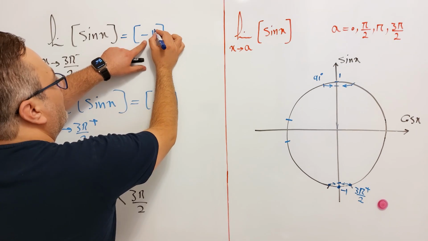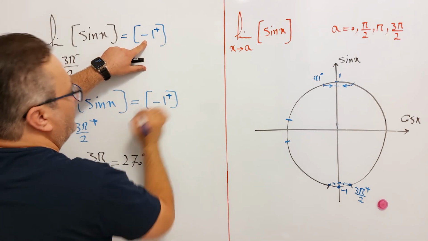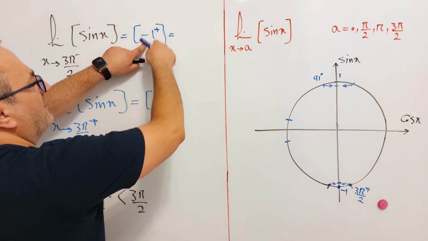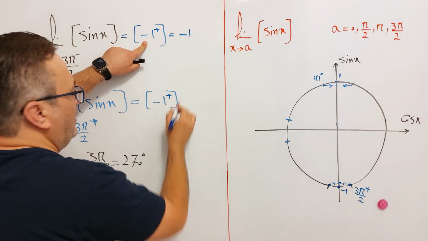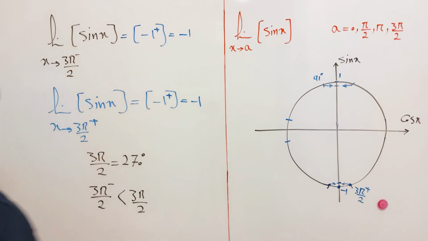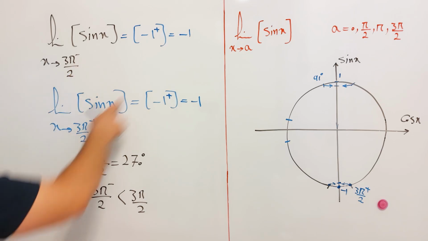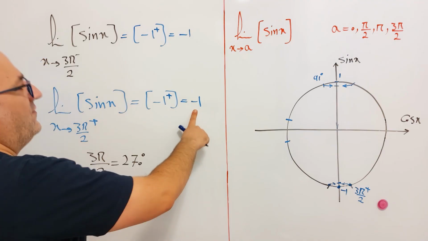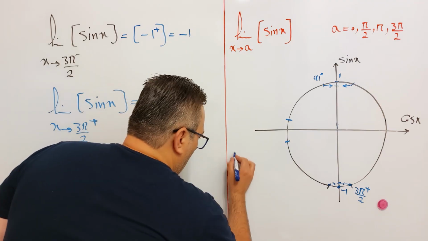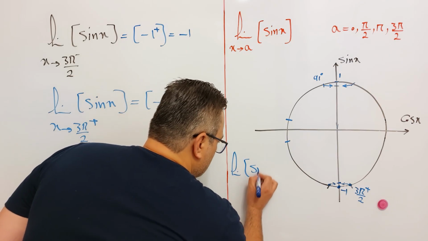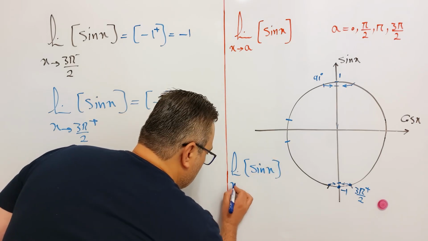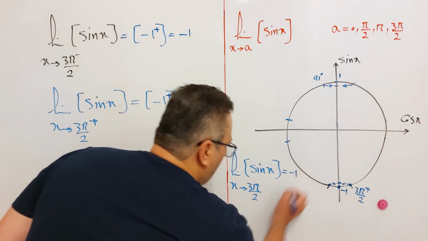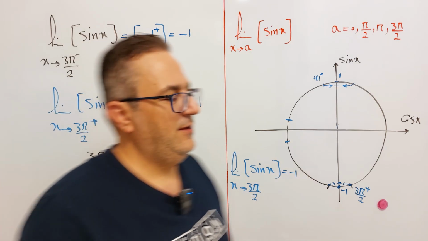So minus 1 from the right. We know that the floor of minus 1 from the right is minus 1, and from the left is also minus 1. So the left-hand limit is minus 1, the right-hand limit is minus 1, so they are equal. So the limit of the floor of sine of x as x approaches 3 pi over 2 is equal to minus 1.